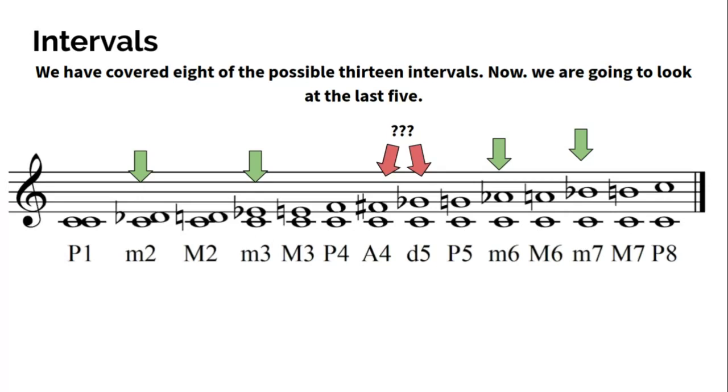So we have already covered 8 of the possible 13 intervals. All of the intervals with the capital P and the capital M's. Now we're going to look at the last 5. So we're going to look at the 4 minor intervals highlighted with the green arrows. And we're going to look at the 2 intervals pointed out with red arrows. Now, these don't have M's or P's to describe them. We see one of them has a capital A, one of them has a lowercase d.